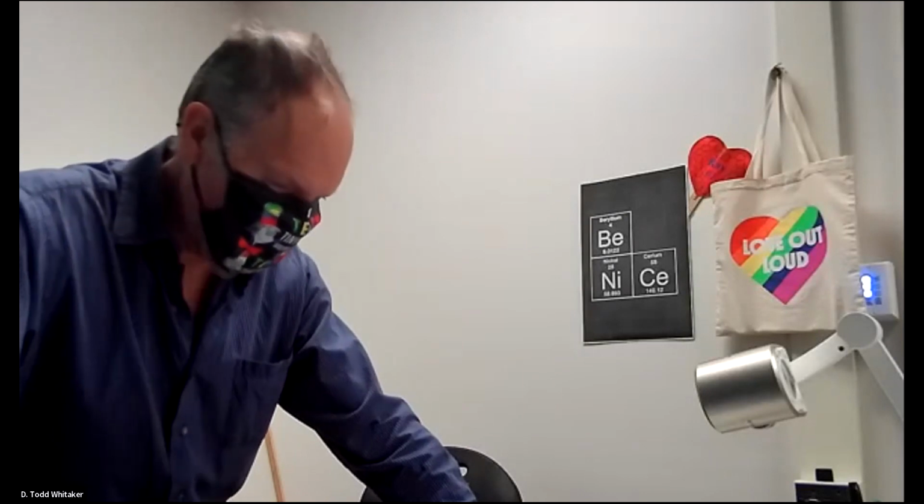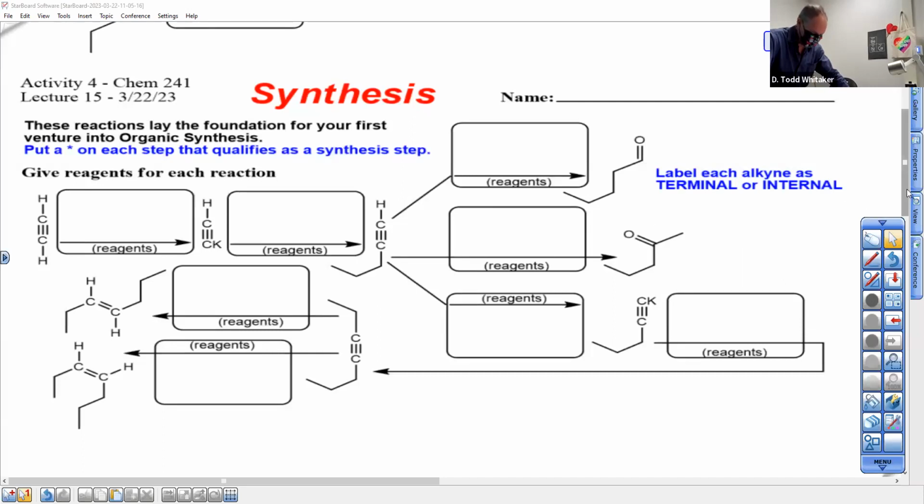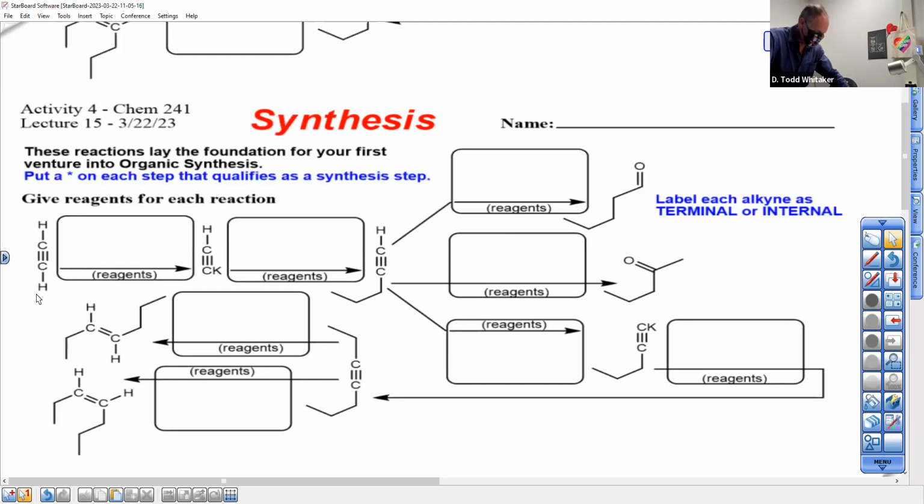We've finally arrived at the moment to do organic synthesis. Synthesis. In your synthesis on your test, you're going to start with acetylene. Remember that's called acetylene, also known as ethine.